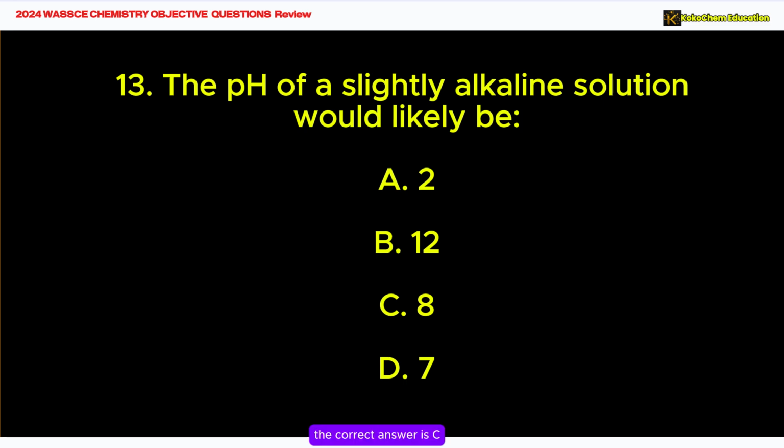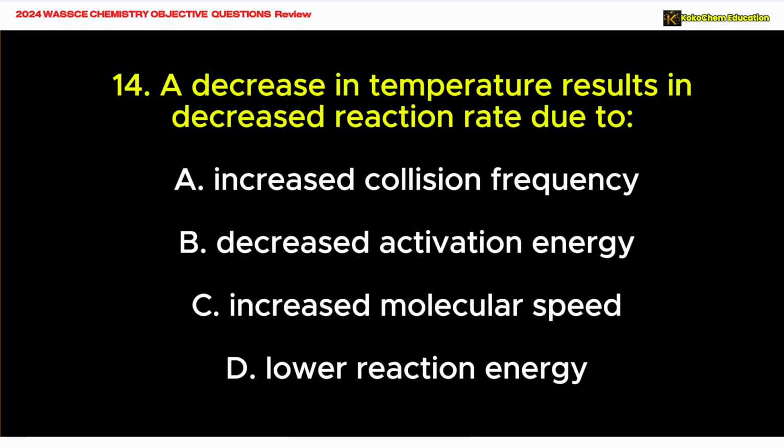The correct answer is C. Explanation: a slightly alkaline solution has a pH just above 7. A pH of 8 indicates weak alkalinity. Strong bases have pH closer to 14, and values below 7 are acidic.